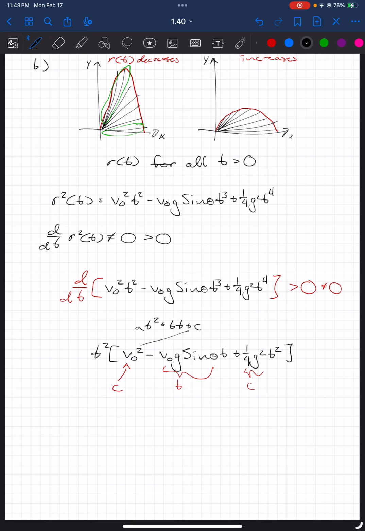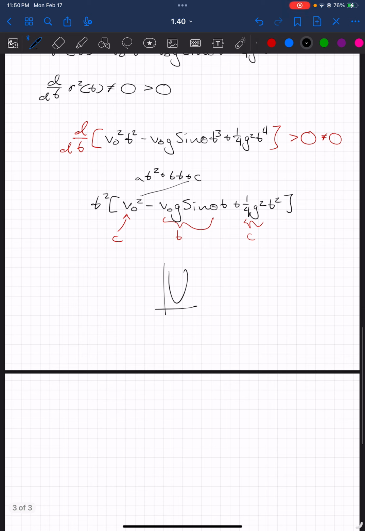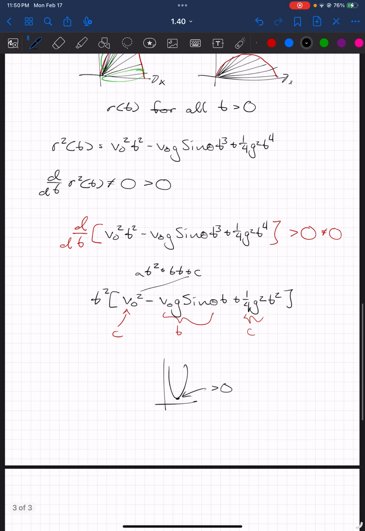Now, we can see that the coefficient of a is positive. The coefficient of t squared is greater than 0, so when this function is graphed, it's a convex parabola. When it's graphed, it looks something like this. And we want to look at the vertex of this graph, and we want this to be greater than 0.